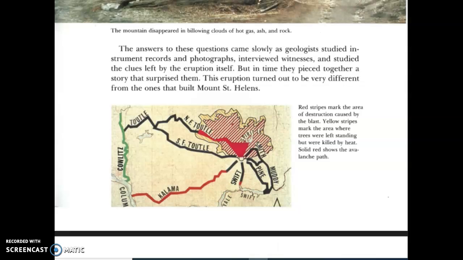It says the red stripes, so these stripes right here, mark the area of destruction caused by the blast. Yellow stripes, so these little yellow stripes on the edges, mark the area where trees were left standing, but they were killed by the heat. So it got so hot that it killed those trees way out there. And then it says the solid red here shows the avalanche path.